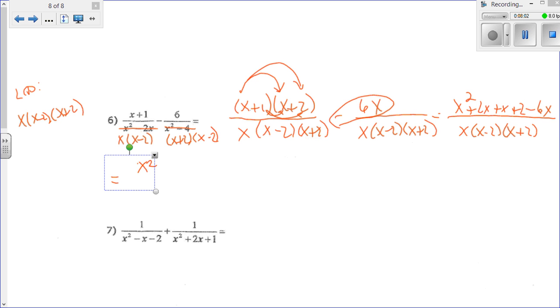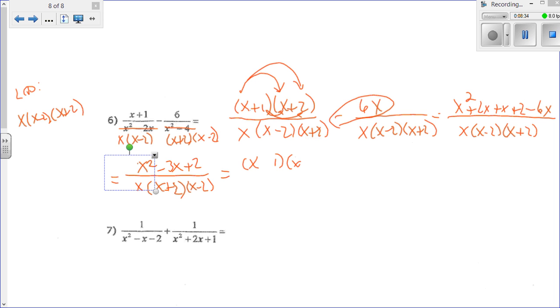So I have x squared plus 2x plus x is plus 3x minus 6x is minus 3x plus 2, all over x times x minus 2, plus 2, x minus 2. It doesn't matter if you change the order, because when you multiply it doesn't matter. X squared minus 3x plus 2, you need to ask yourself, are there factors of 2 that add up to 3? And the answer is yes.